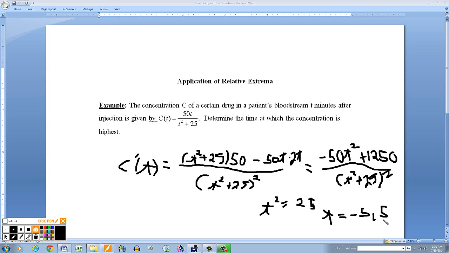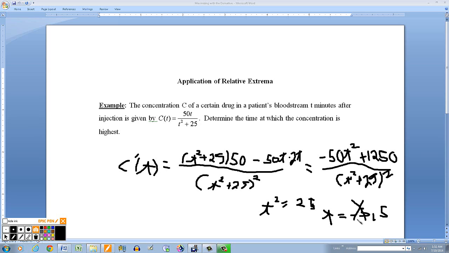Now in the earlier video we had the same function, except there it was just asking for critical numbers, so we said the critical numbers are negative 5 and 5. But in this particular case, since I'm dealing with a specific function, dealing with concentration, and I'm trying to find time, I can't have a negative time, so I had to reject the negative 5.